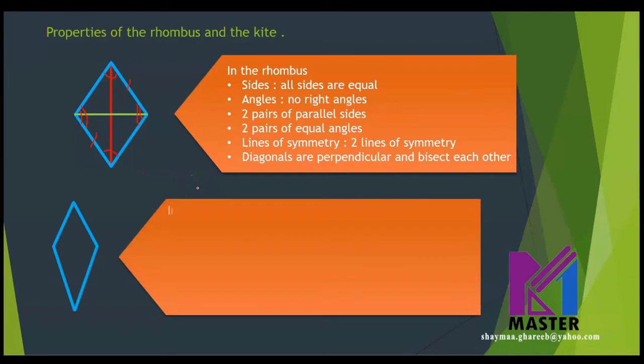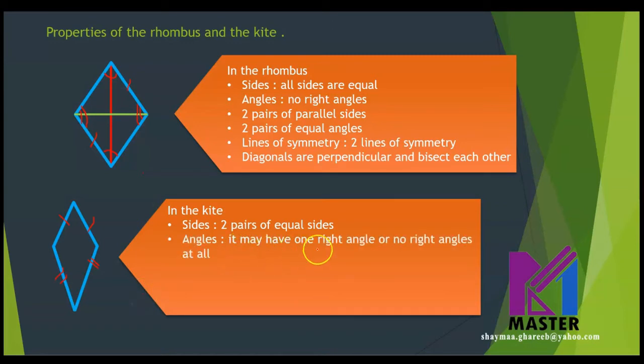Now, let's talk about the kite. In the kite, there are two pairs of equal sides. This side is equal to this one, and this one is equal to this one. But these two sides are not opposite to each other. They are adjacent to each other. And these two are adjacent to each other. So we can say that the kite has two pairs of equal adjacent sides. Is this clear?